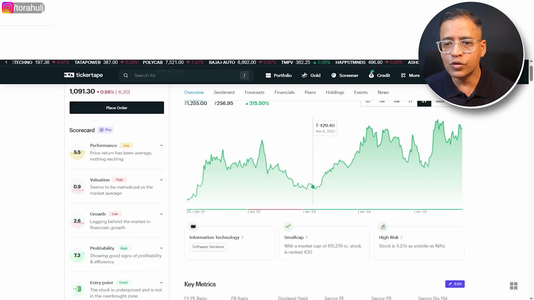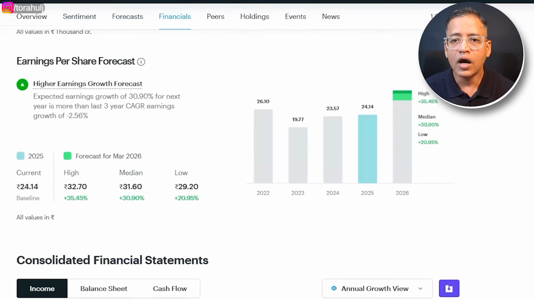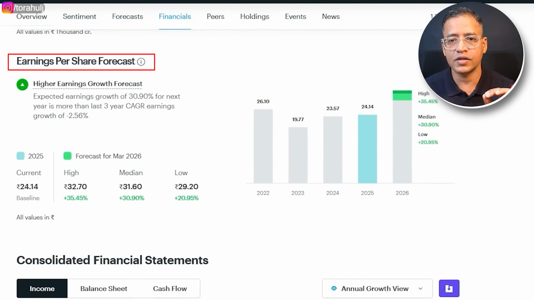So therefore, what I'm going to do is head down here. If you come down, you will find a section here which is called earnings per share forecast. This is the most important section in my view, because it is going to tell you what is the likelihood of the earnings growth of this particular company.